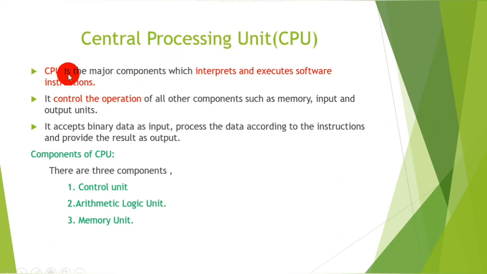Now you can see the definition. The CPU is the major component which interprets and executes software instructions. So it interprets and executes all the instructions. What is meant by software? A set of instructions, a set of programs, that can be executed by using the CPU. It controls the operations of all other components such as memory, input and output units. In this central processing unit we have the control unit, and that control unit controls all the unit activities.